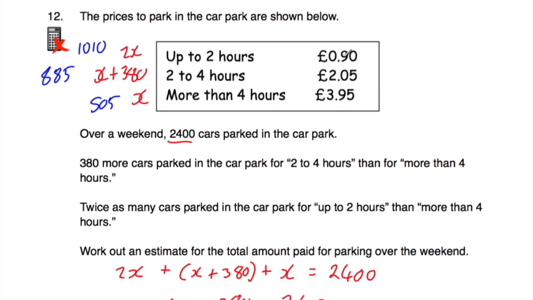Now this is an estimation question, so the first thing I'm going to do is round the amounts of money. So instead of 90p, I'm going to use £1. Instead of £2.05, I'm going to use £2. And instead of £3.95, I'm going to use £4. So that's roughly how much money is paid for each amount of time. So £1 for up to 2 hours, £2 for between 2 and 4 hours, and roughly £4 for more than 4 hours.